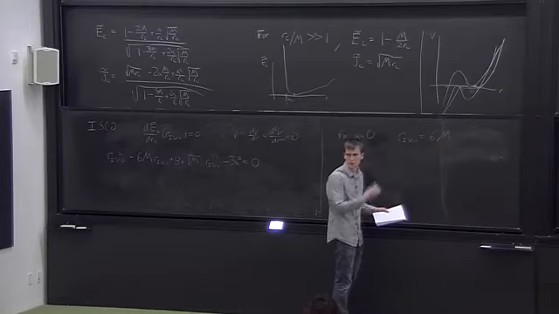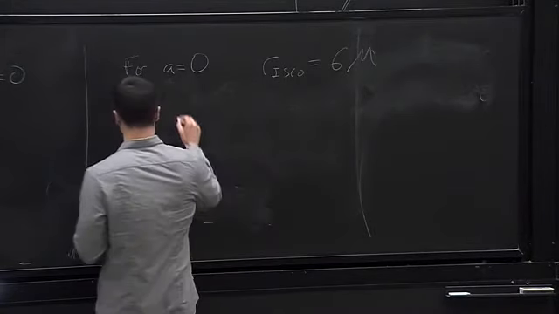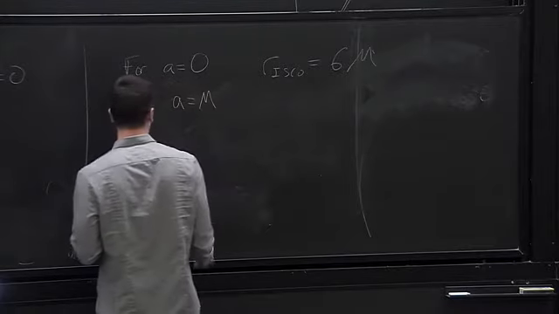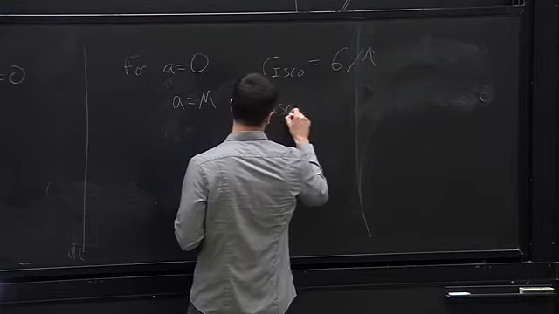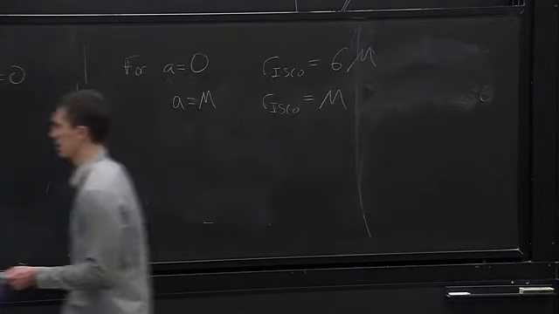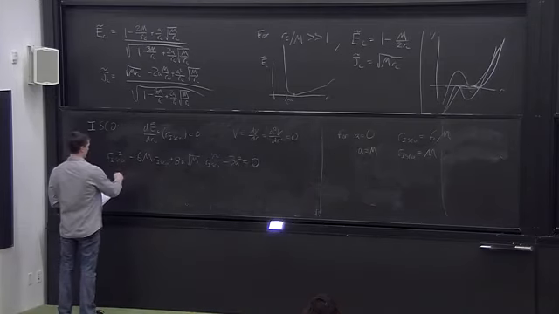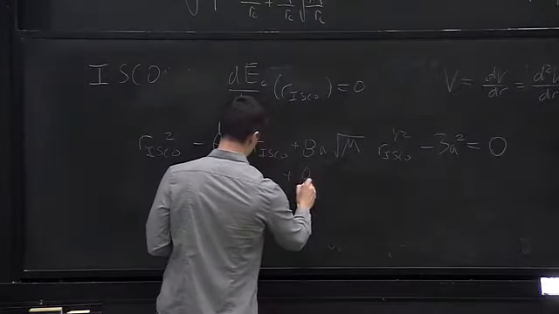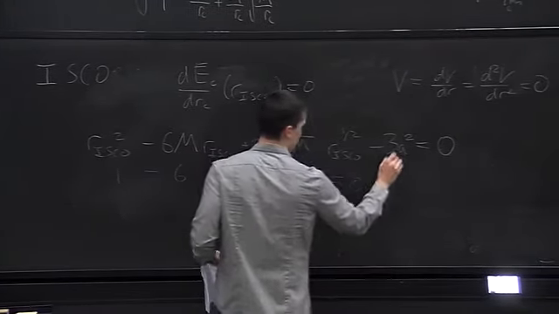And perhaps you already learned that in your previous GR course for Schwarzschild. Then we can look at the extremal case with prograde motion. In that case, the ISCO turns out to be m. We can check that here. We're just going to get 1 minus 6, and then we'll get 8 here, and then we'll get 3. So that does equal 0.